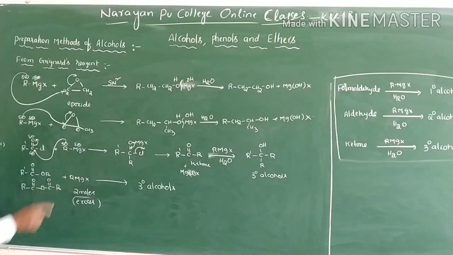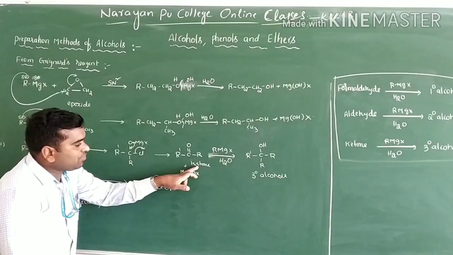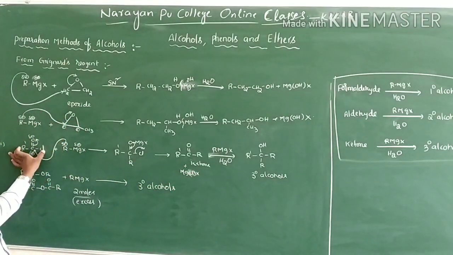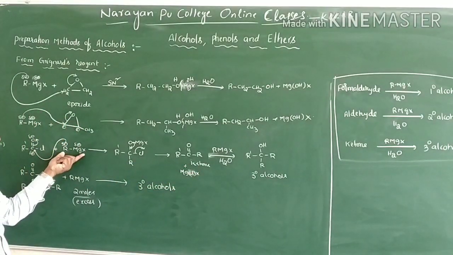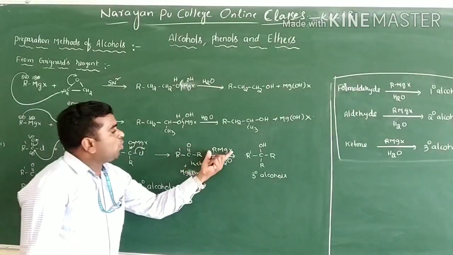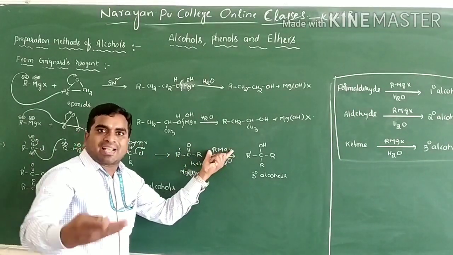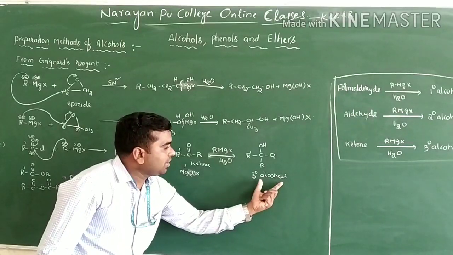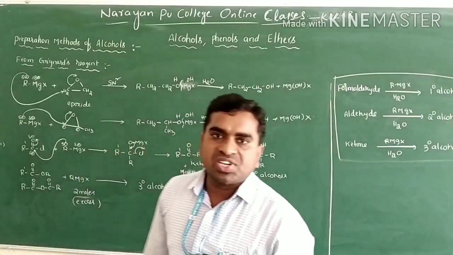If they give 1 mole, which one will you get? Ketone, because when the acid chloride reacts with 1 mole of Grignard reagent, you will get the ketones. If you use more than 1 mole, meaning 2 moles are an excess amount, what is the product here? The final product is tertiary alcohol.